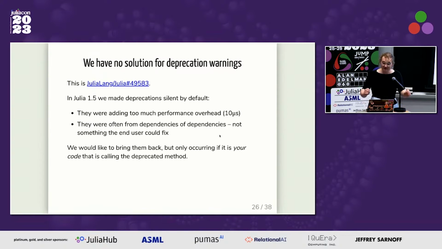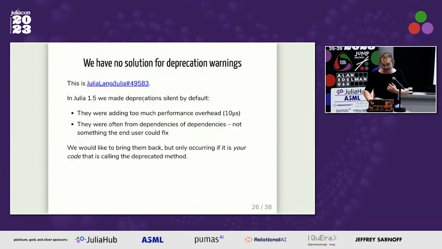Other things, we have no solution for deprecation warnings in Julia. It's an actual problem. So in Julia 1.5, we made deprecation silent by default. This is because they're adding too much performance overhead. They added 10 microseconds, which doesn't sound like a lot, but then it turned out that there was some deprecation from data structure.jl that was being used in like the most core inner loop of JuMP. And yeah, that's really bad because it calls that thing like a billion times and it made JuMP unusable.